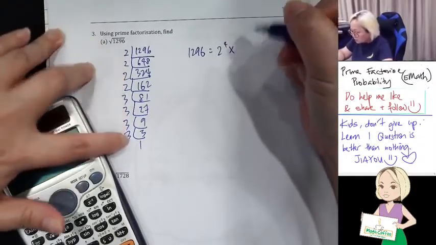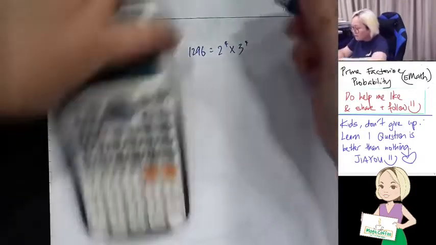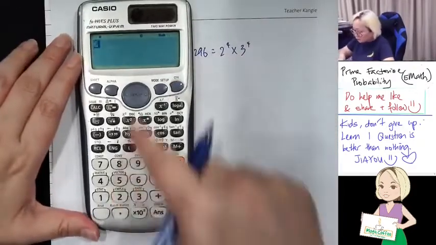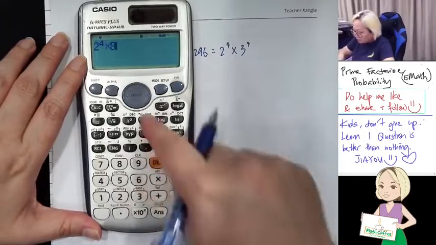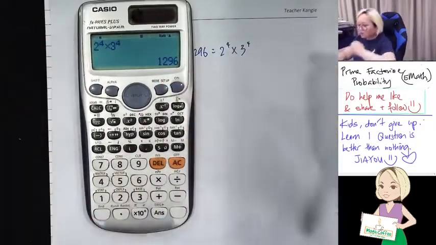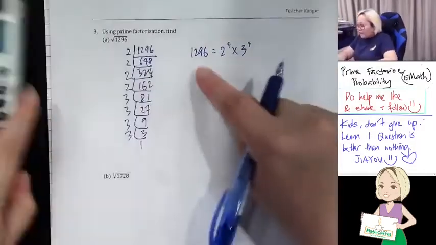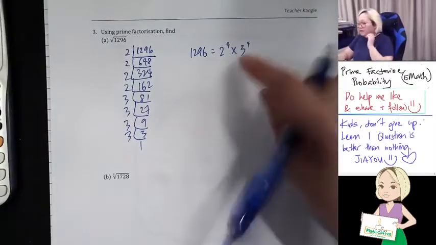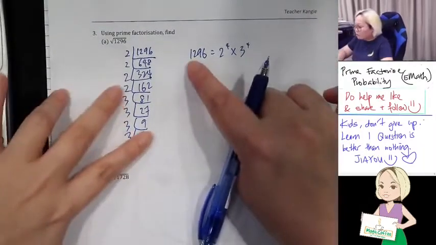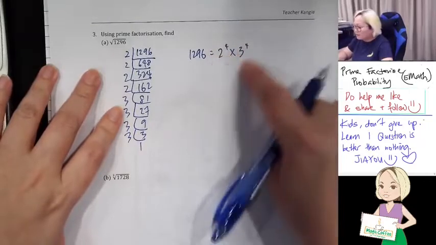3 to the power of 4. Again, check. 2 to the power of 4 times 3 to the power of 4. Yes, okay? A lot of students, after writing this, don't know how to present. So you must know 1296 in terms of prime factorization is this.